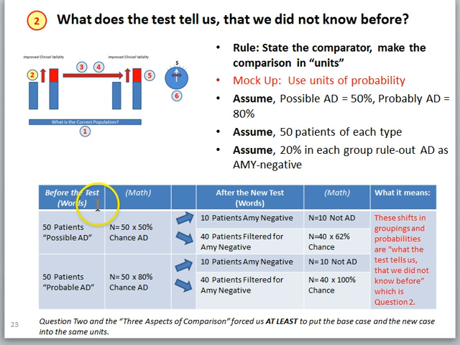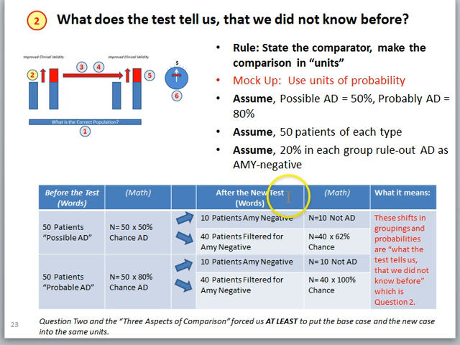So here we have, before the test in words, 50 patients with possible Alzheimer's disease, 50 with probable Alzheimer's disease. That's the clinical diagnosis, the comparator. But we're going to change it into math. So here you've got 50 patients with a 50% chance of Alzheimer's. And probable, you've got 50 patients with an 80% chance of Alzheimer's. Let's assume that's right, because now we've converted it to math.